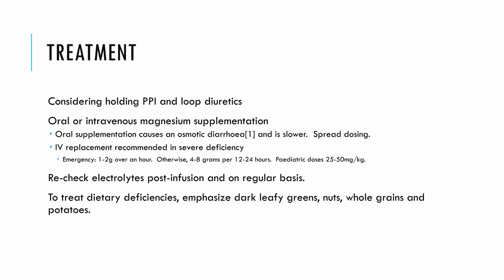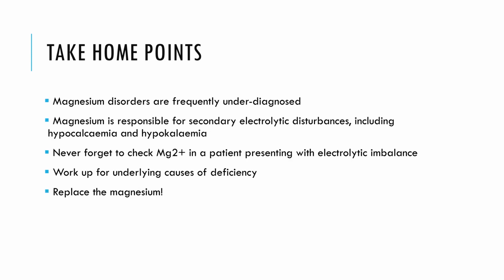And I will just add, just as a basic note, in terms of intravenous replacement, the recommendation in urgent management would be to give 1 to 2 grams of magnesium sulfate over an hour. For non-emergency causes, it would be best to generally give around 4 to 8 grams of magnesium sulfate over approximately 24-hour period. So, what are the take-home points of this?